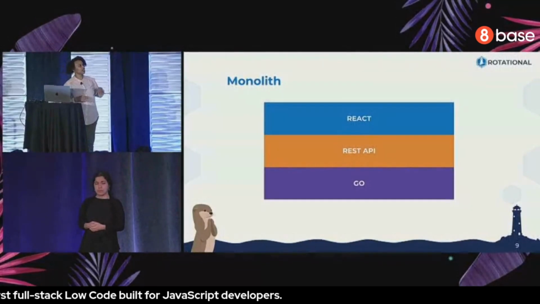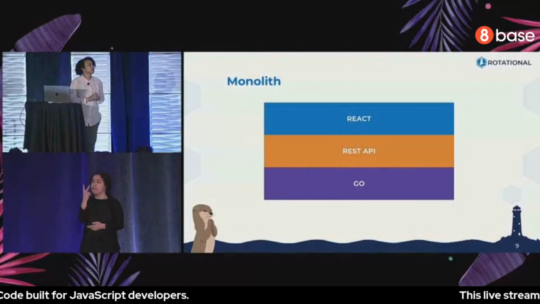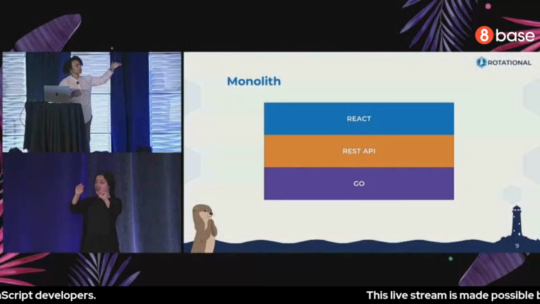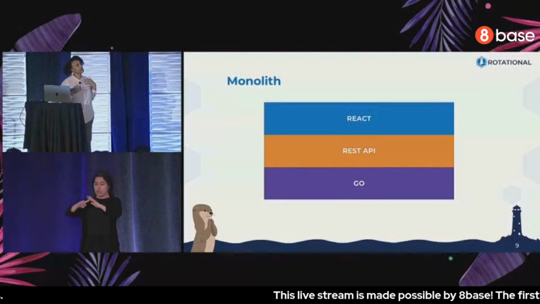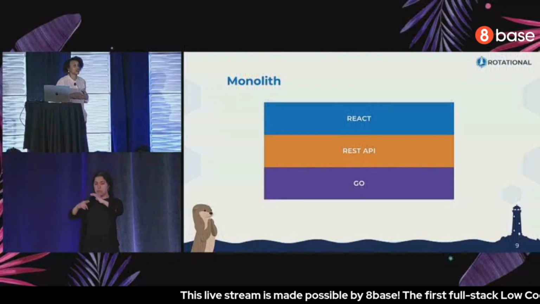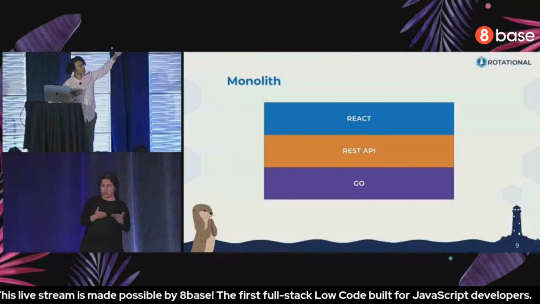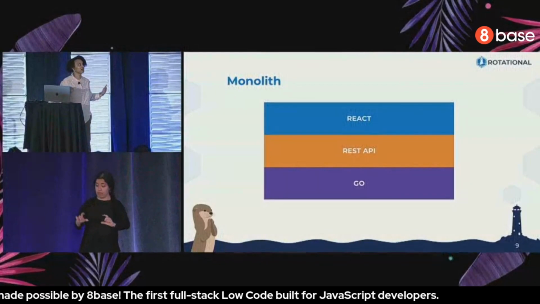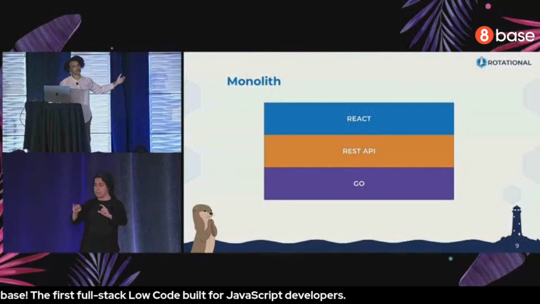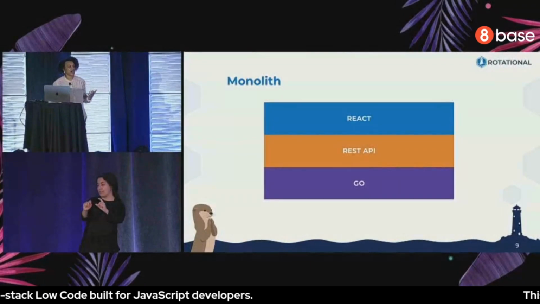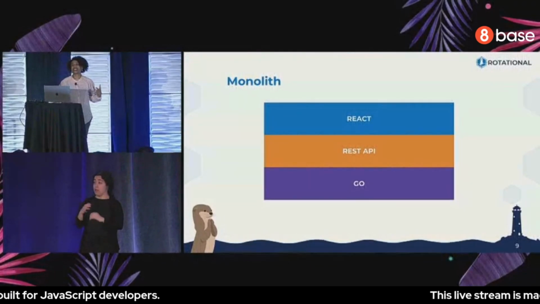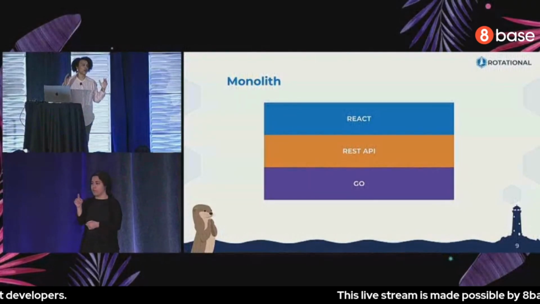And as you can see here, just as a visual example, with the monolith, start from the bottom up. At Rotational Labs, we use Go for our backend. So, that's our service layer. Then in the middle, we have a REST API. And then we have our React app, for example. For one of our clients, we even have 3 separate React apps inside of one repository.